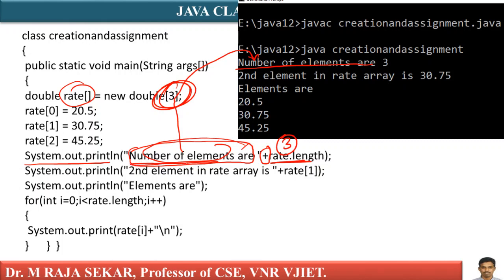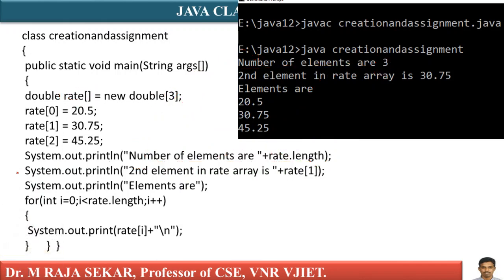Therefore, in the output screen, what will it display? Number of elements are, and I am appending rate dot length. This is an array of size 3. Dot length means I will get 3. In a similar manner, what about my next statement? This I already discussed so many times. We recorded 2 lectures on system.out.println, isn't it? I need not repeat it again and again.